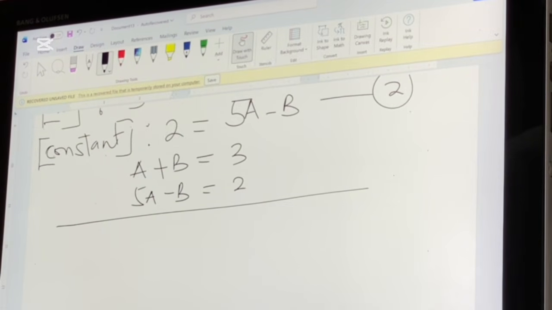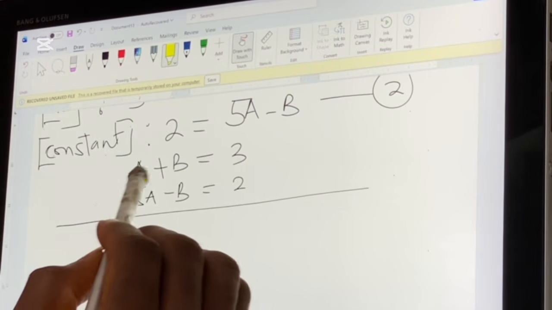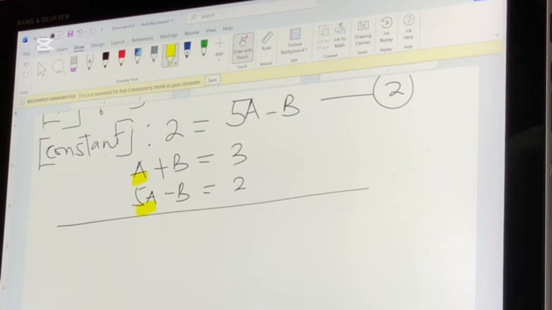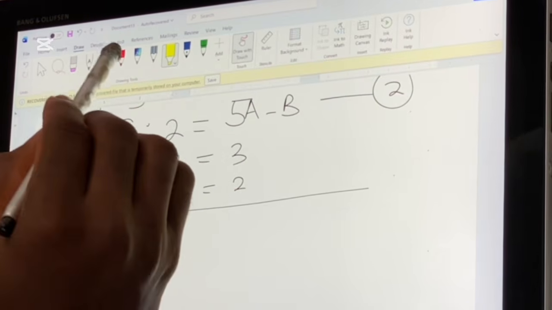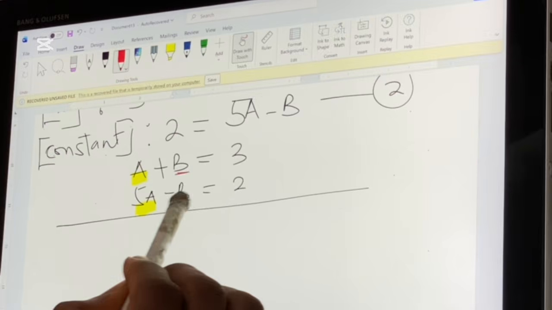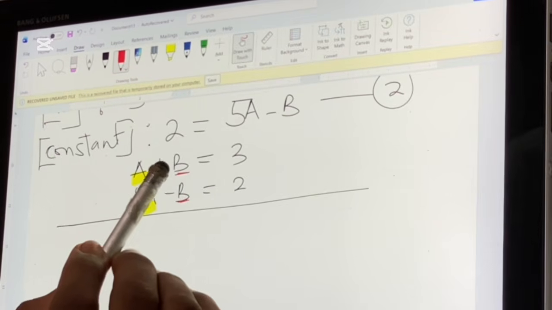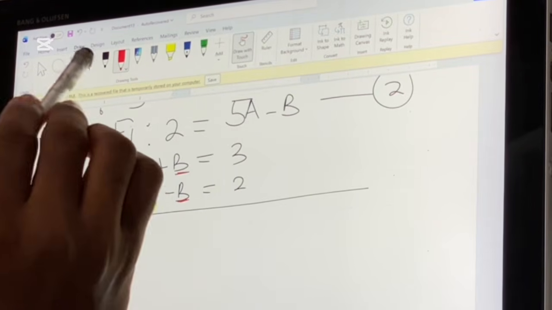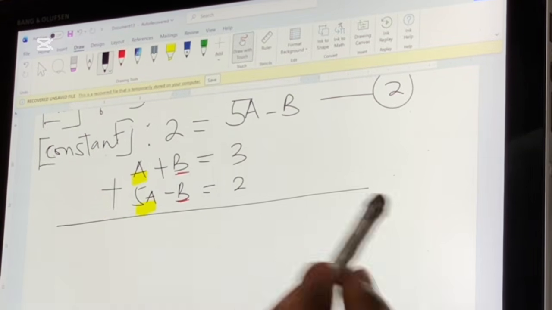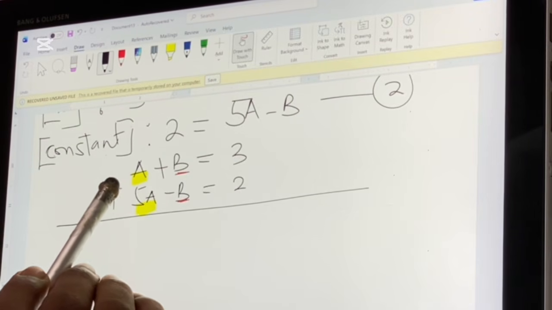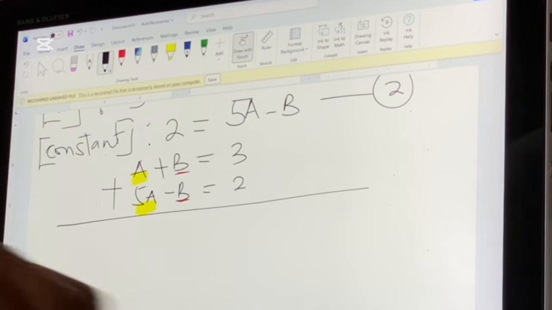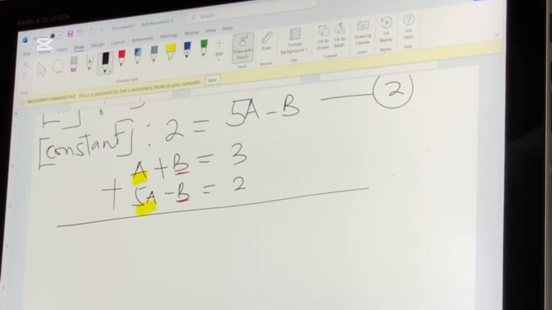I want to use the elimination method. If you look at letter a and a here, there's nothing to eliminate because they are not the same coefficient. But if you look at letter b and minus b, they are of the same coefficient except the sign. So what sign am I going to put here to eliminate b and minus b? The sign to put here is plus. So b plus minus b will give us 0. So let's try to solve this.